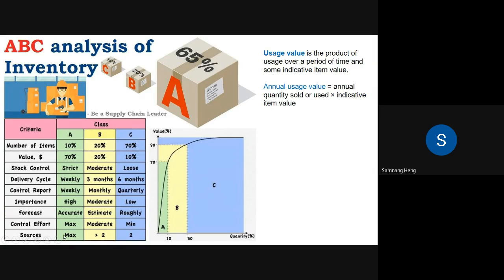Make sure we have multiple suppliers for class A items, because we want to have it all the time. If one supplier has a problem delivering the product, make sure we have another supplier to supply the product to us. Class B we could have more than two suppliers. Class C could be two or one. It depends. This is a chart of class A, B, C, where the horizontal axis is the quantity percentage, and the vertical is the value percentage too.